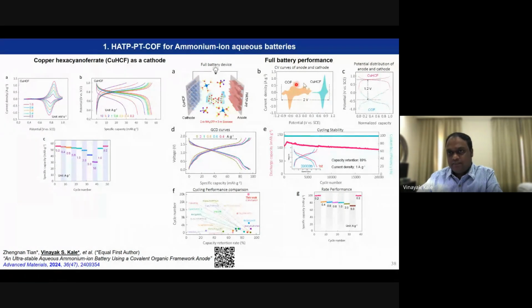As you could see here, the copper hexacyanoferrate acts as a cathode, and when we combine this COF as a negative and copper hexacyanoferrate as a positive electrode, we could achieve a total cell voltage around 2 volts, which is designed for this ammonium ion battery. We can check the rate performance, which is decent also, and we could achieve 20,000 cycles with coulombic efficiency around 100%. Compared to other ammonium ion work, our work outperforms recent reports.